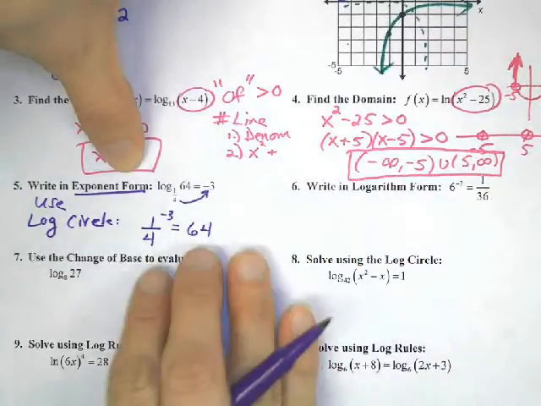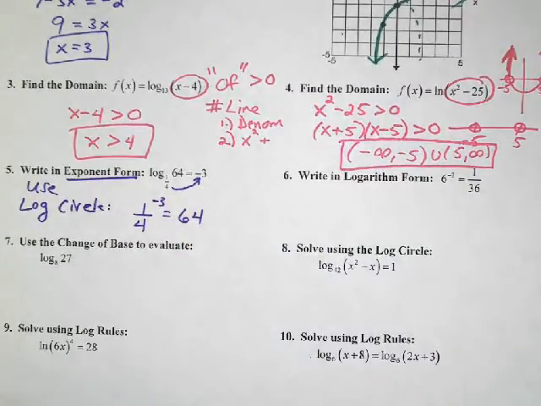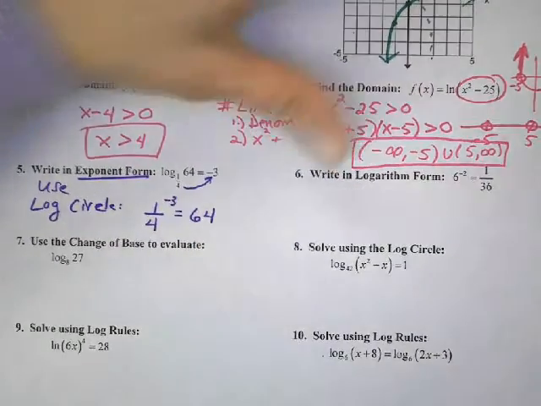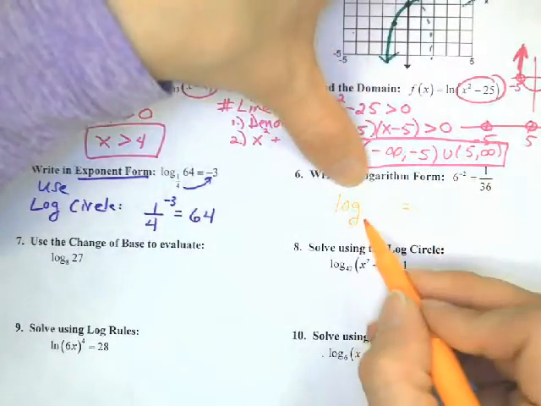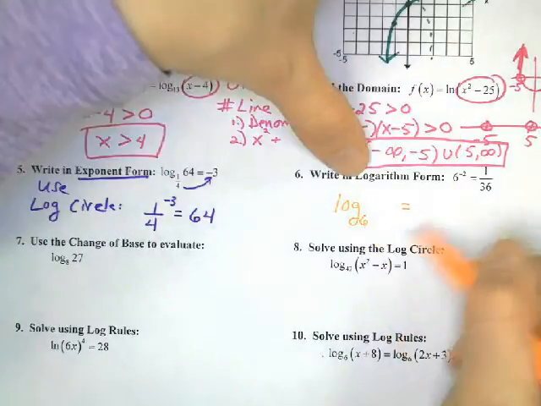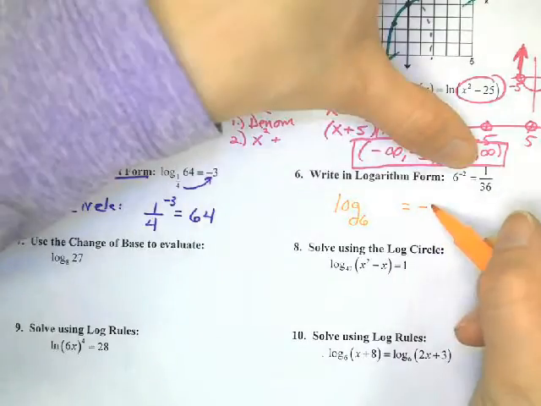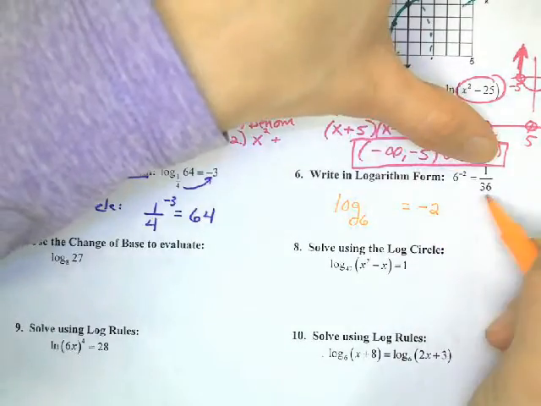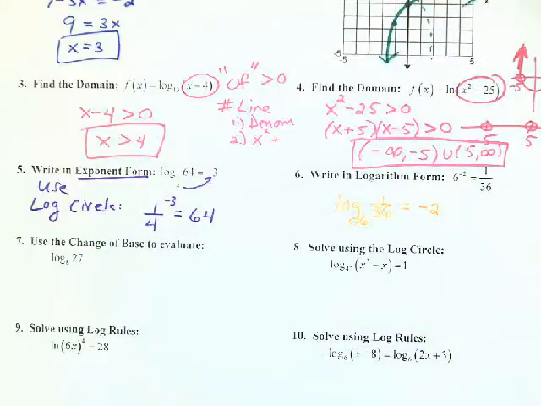It says write in exponent form, so I will. If I evaluated that, I would get 64. To write in log form, you should start by writing the words log and the equal sign. And you put the little tiny base down low. So the base is 6. And then when I do the log circle, I would go over here to the power of, and it's negative 2, equals the fraction 1/36. That's in log form.